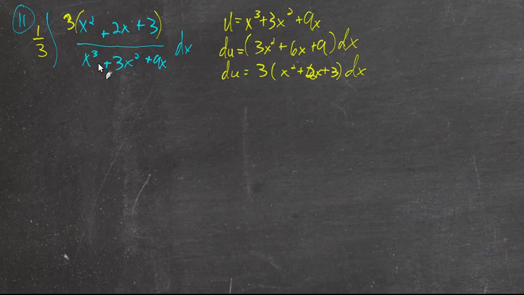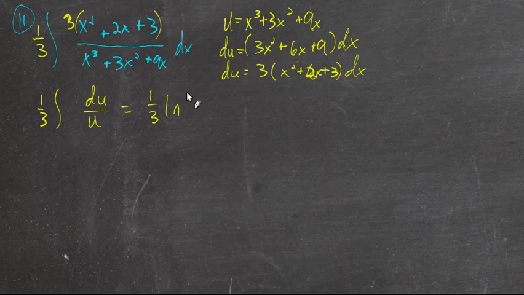This is where being skilled at U-substitution comes in handy. So now this could be replaced with du, and now this becomes 1/3 times du over u, and that cleaned up a lot. That becomes much easier. And the indefinite integral of du over u would just be the natural log of u, and u is x to the 3rd plus 3x squared plus 9x. Alright, so it's just a matter of throwing a multiple in there.